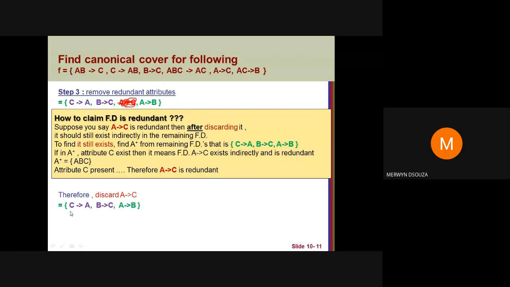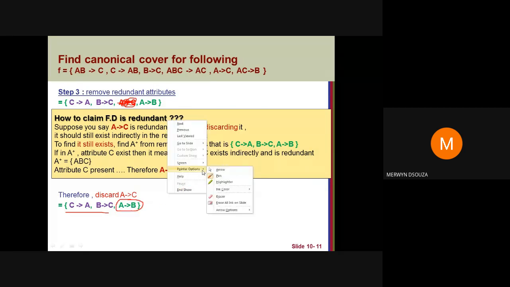So only three functional dependencies will remain: C determines A, B determines C, and A determines B. The first two we have already checked. Only check whether this last one is redundant or not. That we will check in the next slide.